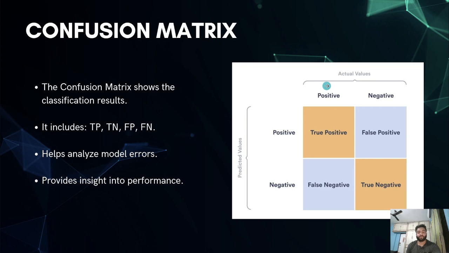These values help us calculate performance metrics like precision, recall, and the F1 score. Think of it as a performance report card of your model. The cleaner the confusion matrix, that is more true positives and true negatives, the better your model is doing at classifying the instances correctly.